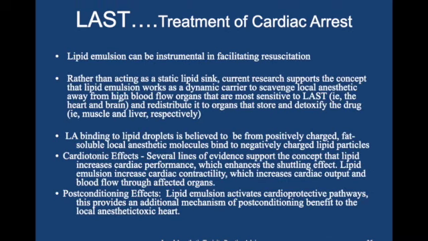Lipid emulsion can be instrumental in facilitating resuscitation. Rather than acting as a static lipid sink, current research supports the concept that emulsion works as a dynamic carrier to scavenge local anesthetic away from the high blood flow organs that are most sensitive to LAST, and redistribute it to organs and store it and detoxify the drug in the muscle and liver respectively.